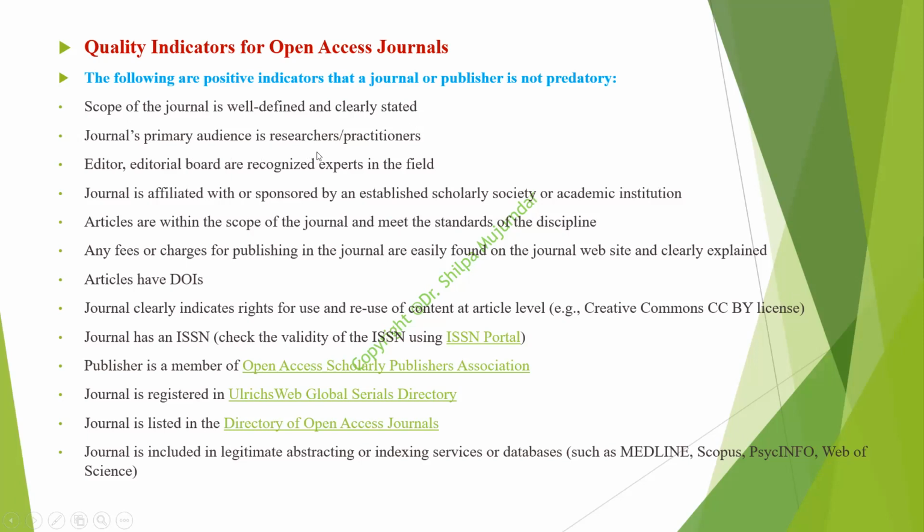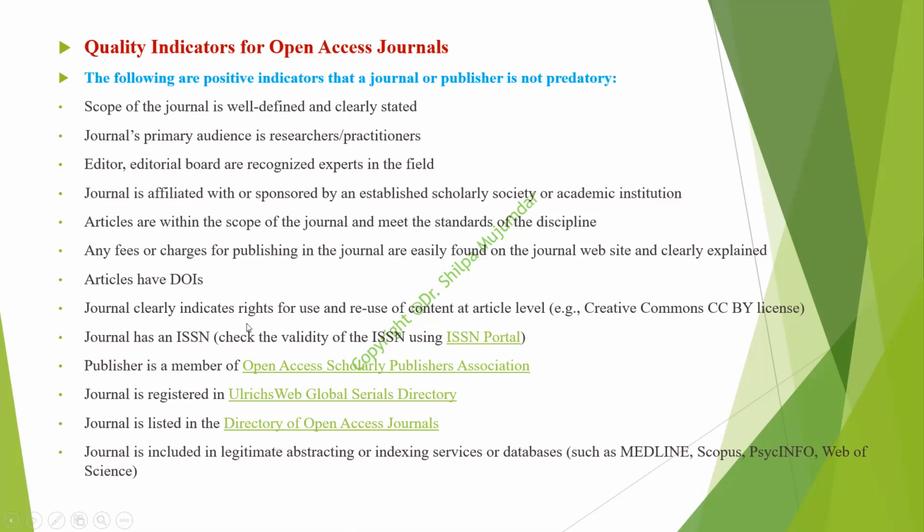The journal's primary audience is researchers and practitioners, right? Then the editorial board are recognized experts in the field. Whenever you want to go for a good journal, see its editorial board. It will tell you a lot about the journal. If higher scientists or expert scientists are on that particular editorial board, it means that particular journal must be a good journal. Then the journal is affiliated with or sponsored by an established scholarly society or academic institution, such as Scopus and all.